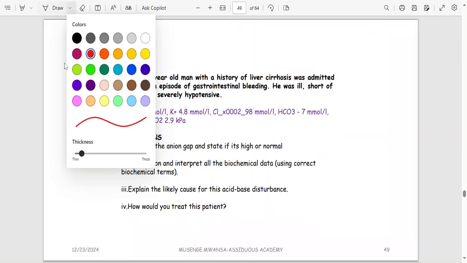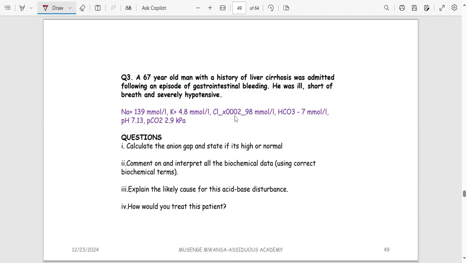So we can start from there. What's the formula for anion gap? Anyone to give us? So, yes, please.